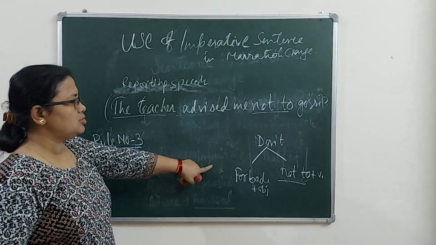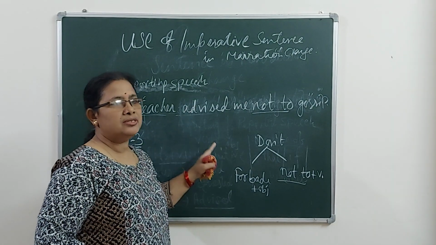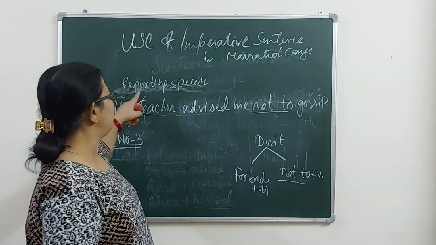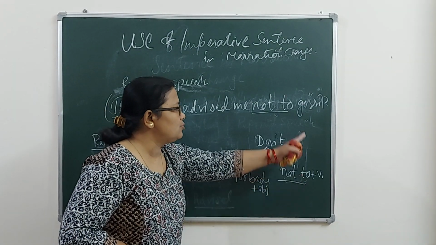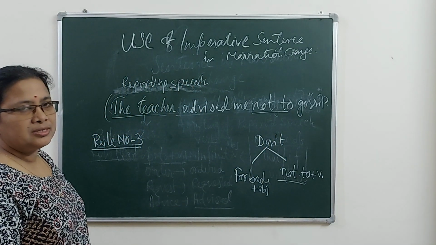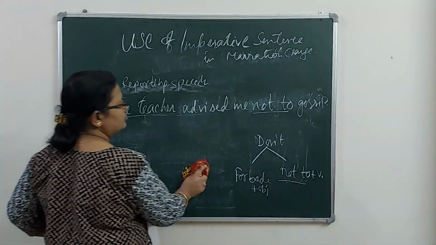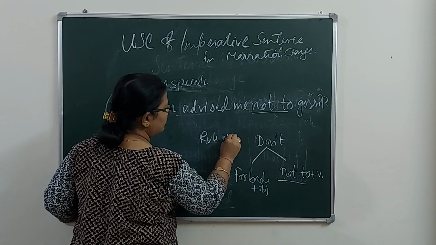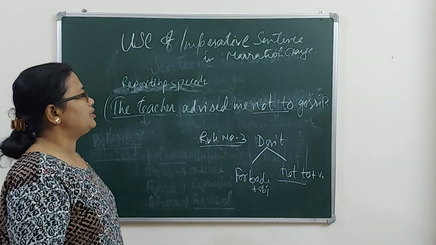So rule 3 says this one. So according to rule number 1, the mood, advised, requested or ordered, you can use here in place of said or told, whatever is given in reporting speech as reporting verb. And here you have to use not plus to plus V1. It is rule number 3. Very easy. Write it down. Next. So rule number 3 here. So write it down first, rule number 3.